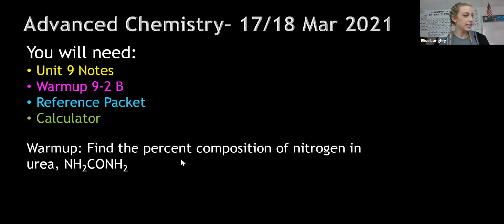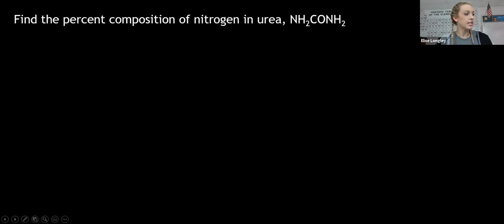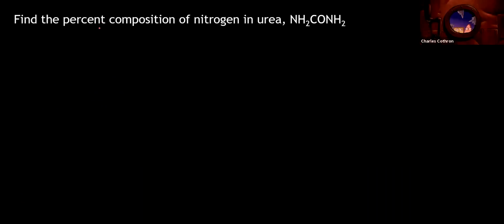Starting up first, finding the percent composition of nitrogen in urea. Because we can make chemistry gross. Charles, where would I start with this problem? What is percent composition asking me for? Well, you're looking for the percentage of, in this case, nitrogen in the urea. And to do that, you have to find the molar mass and then divide the mass of the nitrogen by the molar mass.